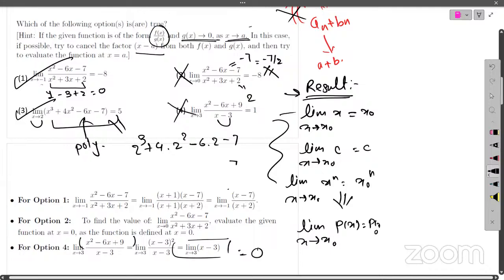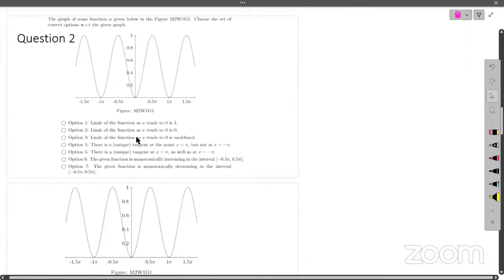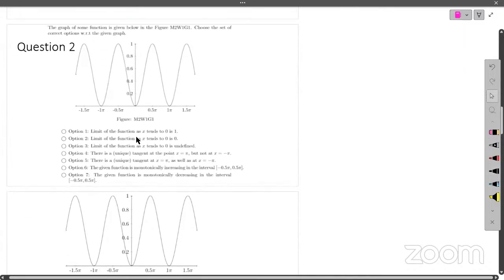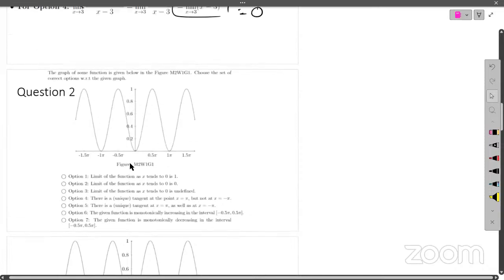Okay. Is there any doubt in this particular question? Any comments? No, it's fine. Okay. Let's go to the second question. Is the question clear to you guys? Should I show you?